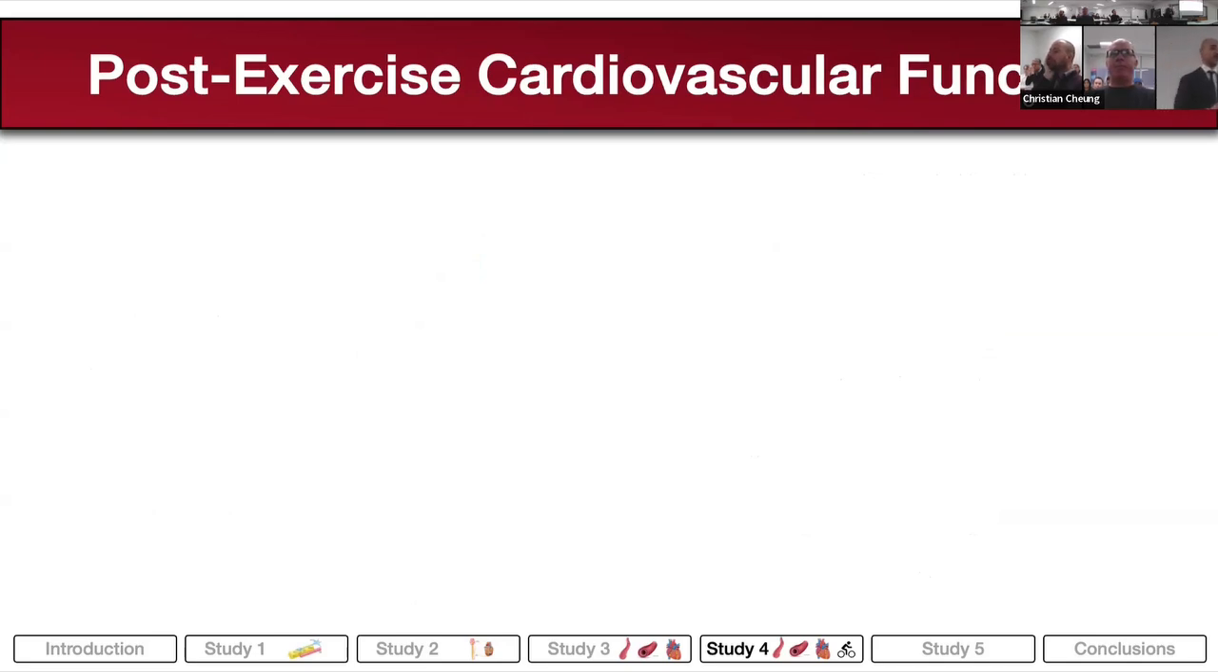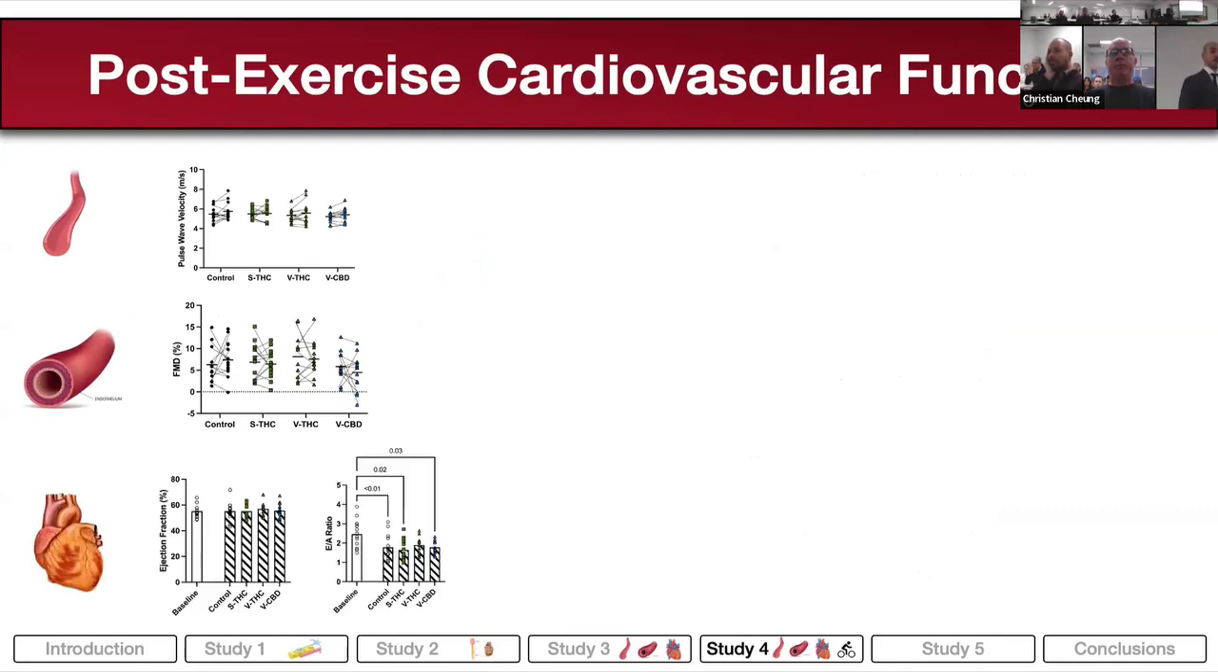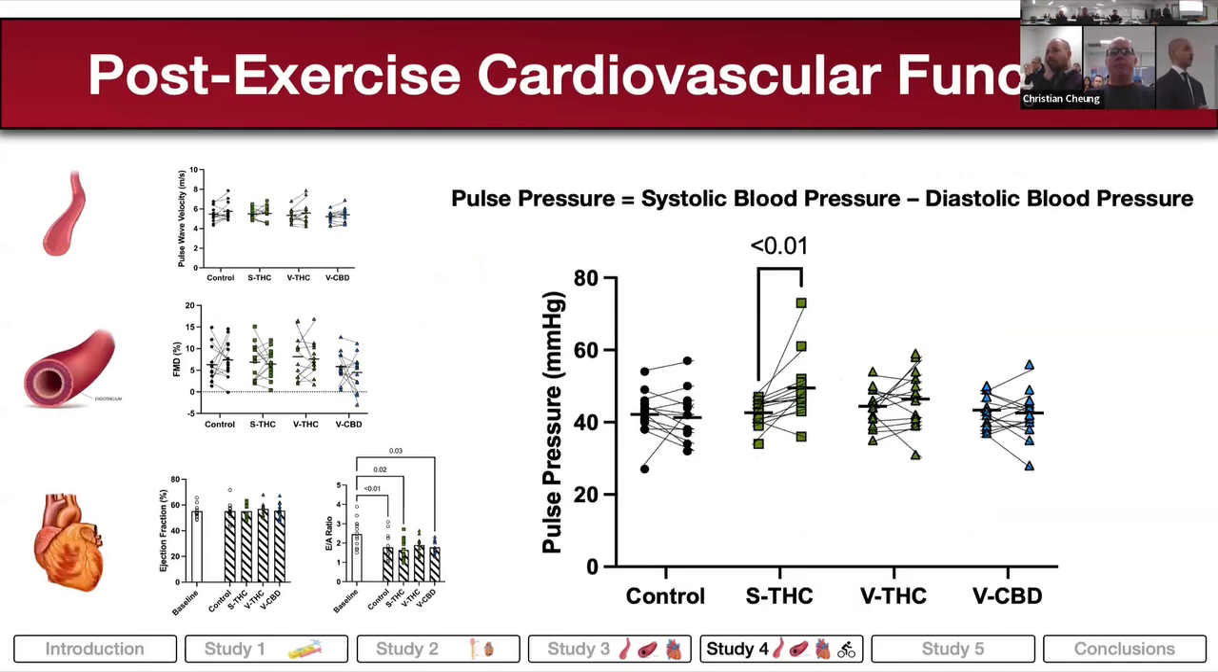Moving into our results in post-exercise cardiovascular function, what we saw was that arterial stiffness and vascular endothelial function were generally unchanged by all our different cannabis conditions, and for the most part, cardiac function was not different for exercise. However, we did note that when we looked at pulse pressure, which can be described as the difference between systolic and diastolic blood pressure, there was a significant elevation in the post-exercise period when THC-predominant cannabis was smoked prior to exercise.